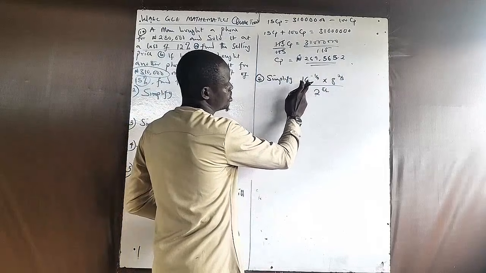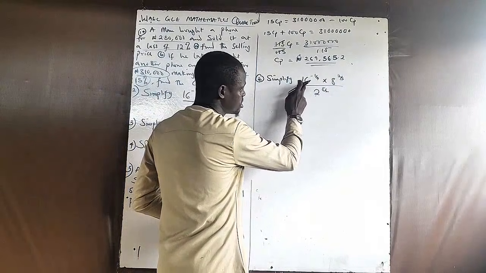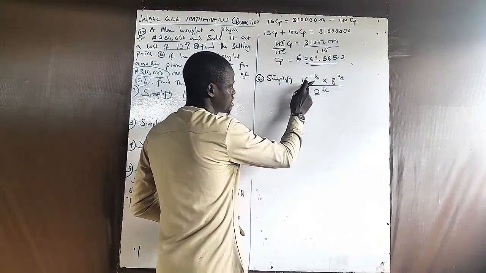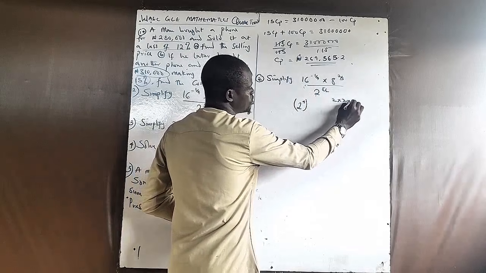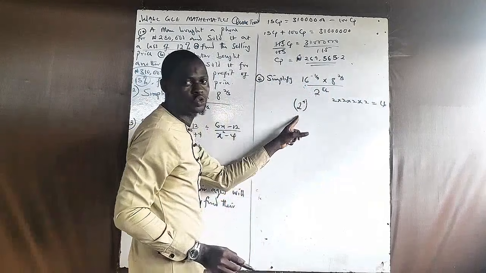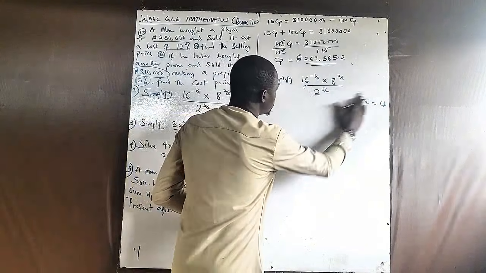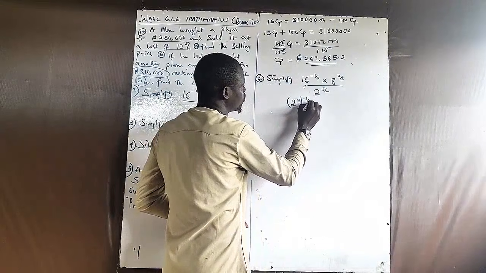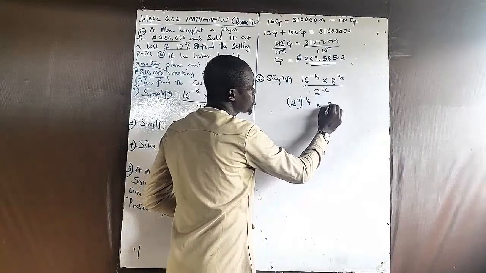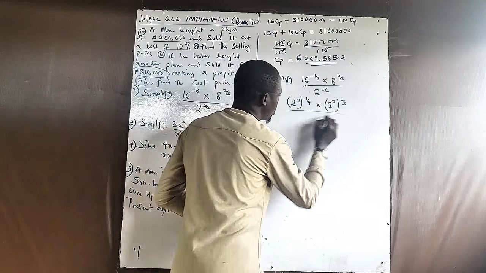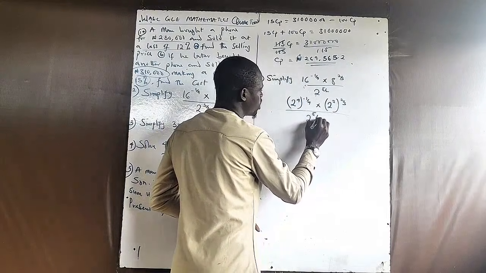Or in another way, we can easily do it like this. 16, I can easily write as 2 raised to the power 4, because if I multiply 2 times 2 times 2 times 2, I'll have 16. So we replace this with 2 raised to the power 4. Now I'll have 2 raised to the power 4, everything raised to the power minus 1 over 4, times, now for 8, it is 2 raised to the power 3, everything raised to the power 2 over 3, all over 2 raised to the power 5 over 2.